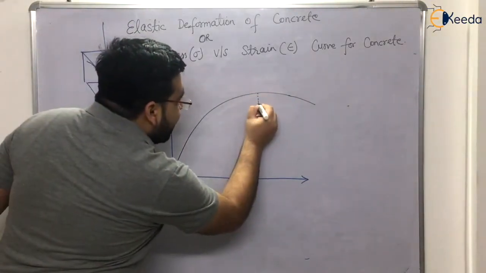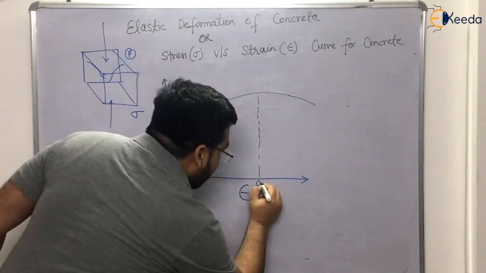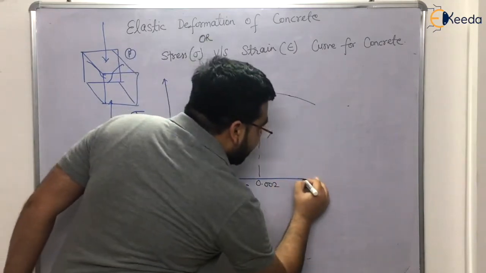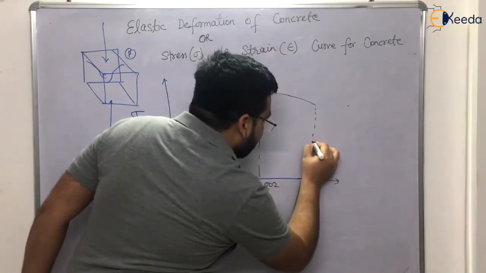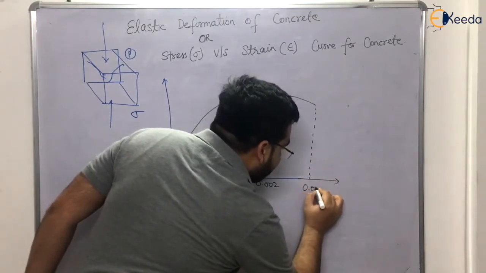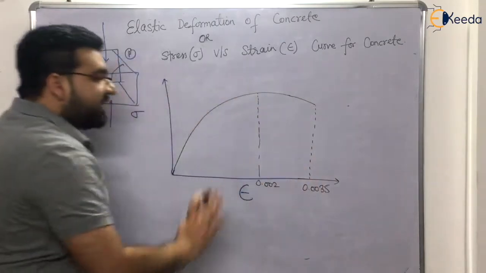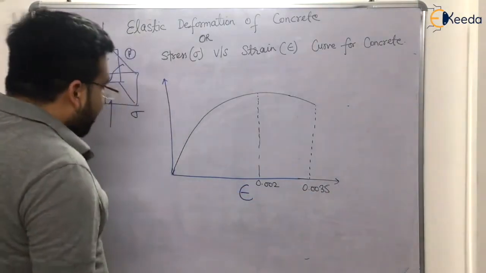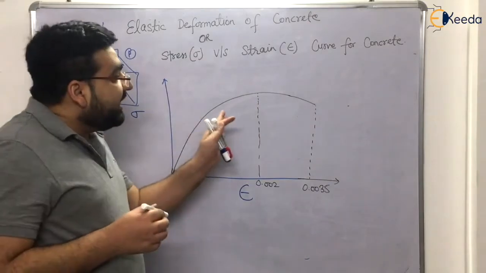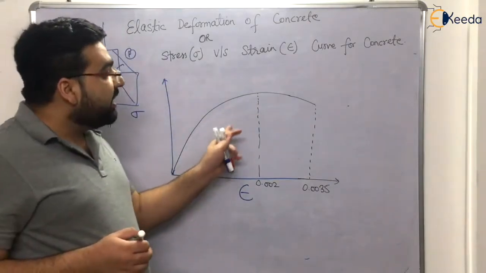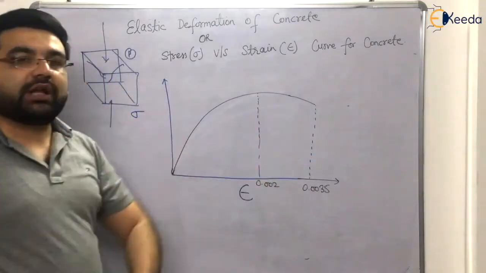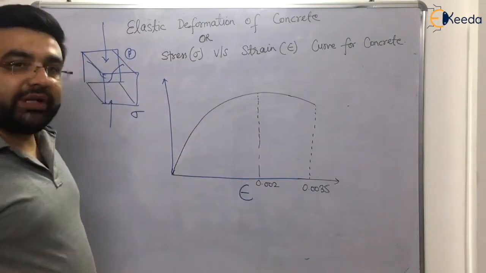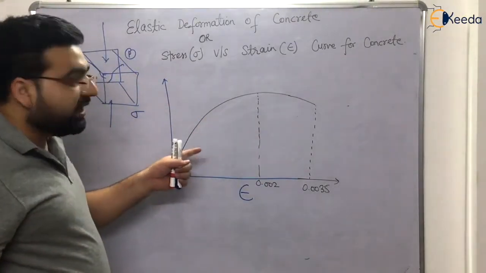Now let us say this strain is 0.002 and the strain at which it breaks is 0.0035. I will explain what these are, each and everything. Now this is the realistic curve. Realistic means this is the actual curve you get in your laboratory. But you know that this curve is very difficult to interpolate. It is very difficult to get the Young's modulus.